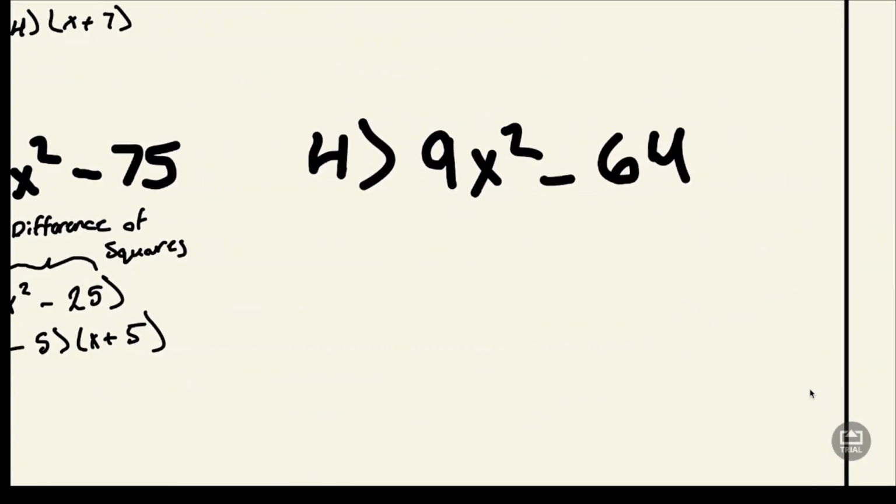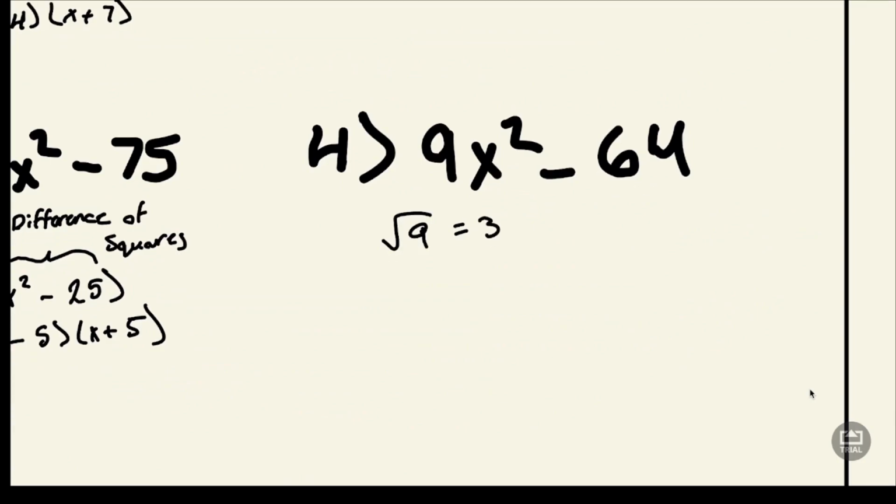Now moving on to this one, we look at whether anything is a greatest common factor that we can factor out. It looks like there is none. In this scenario, you wouldn't actually need to find a greatest common factor, because 9 is a perfect square, since the root of 9 equals 3, and 64 is a perfect square, because the root of 64 equals 8.